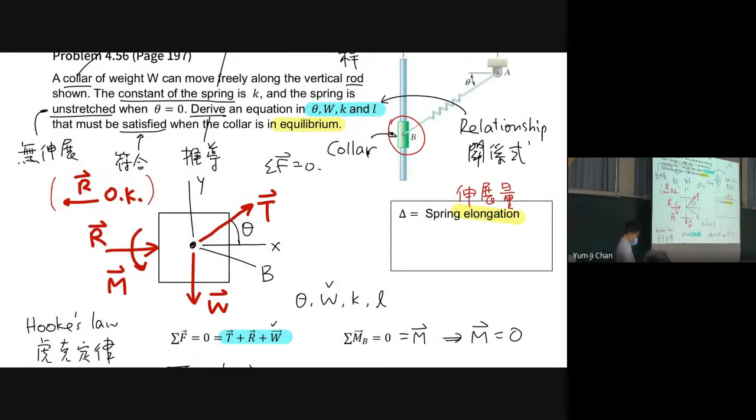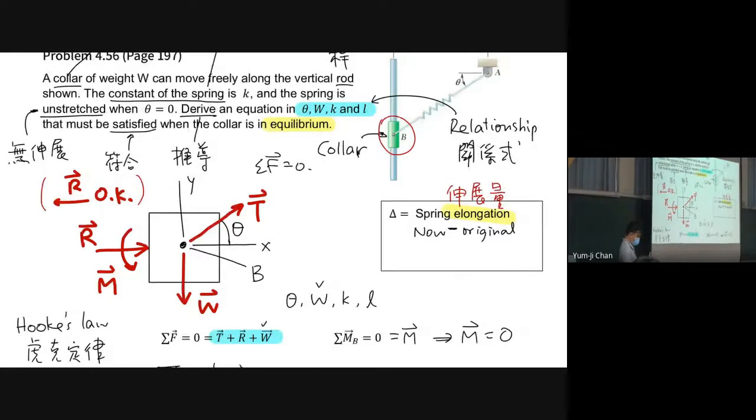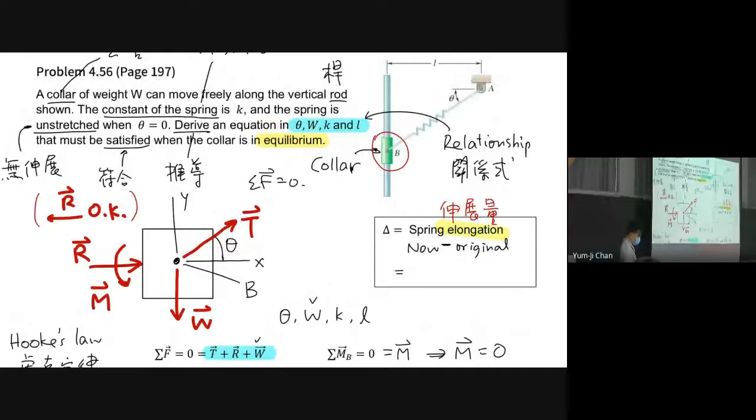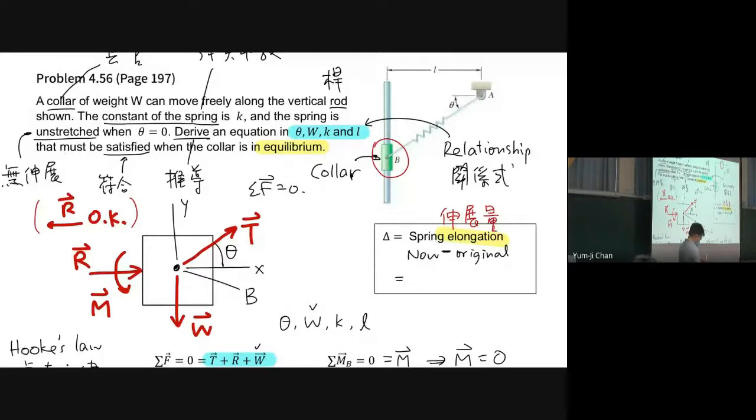Spring elongation is the length now minus the original length, right? Or the length of the spring now minus the original length. Of course, you can write the length of the spring now. This distance is L, and the length of the spring now is L over cosine theta. Because this is L, and this is theta, and of course we have the spring. The length of the spring now is L over cosine theta.